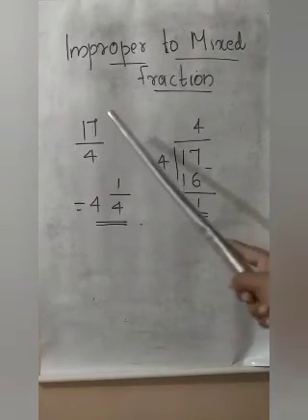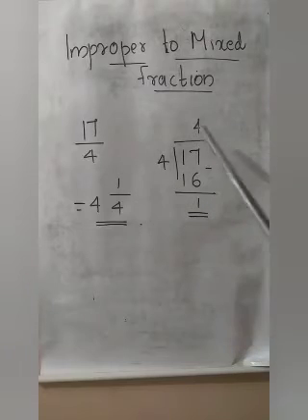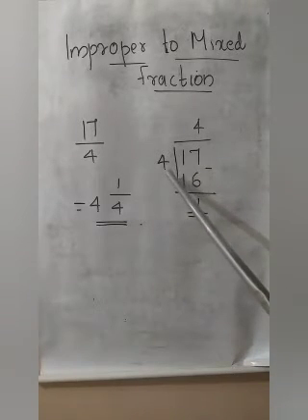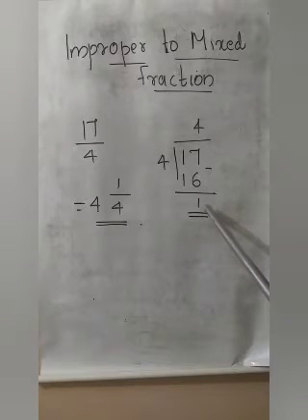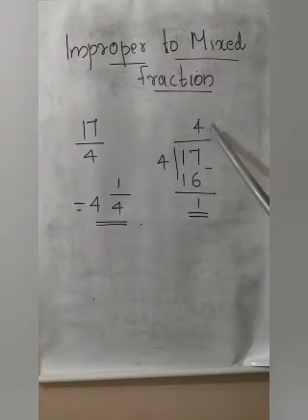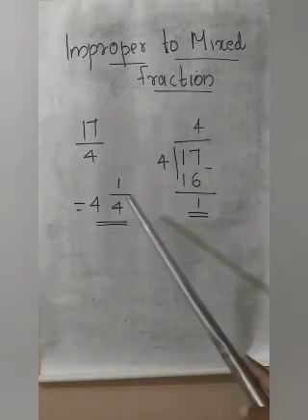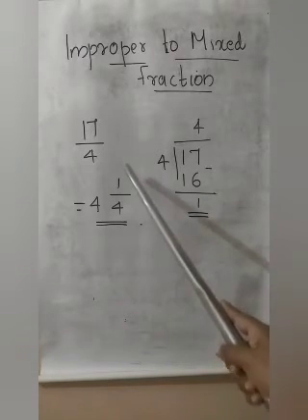Example 17 by 4. So converting, first we are dividing 17 with 4. So what is the number? 16. So 4 into 4 is 16. Subtracting, we are getting remainder 1. So the quotient is 4 and remainder is 1. So the mixed fraction is 4 1 by 4.